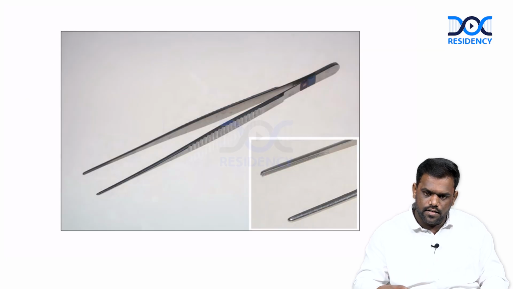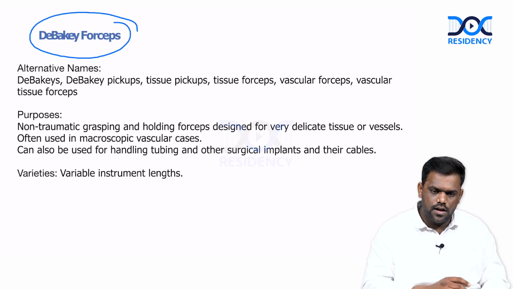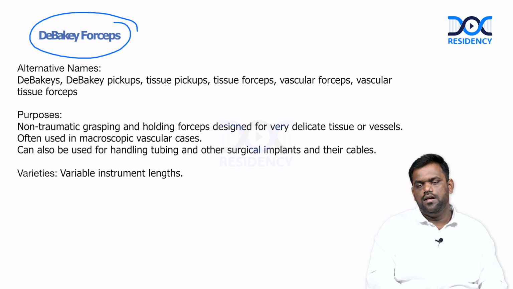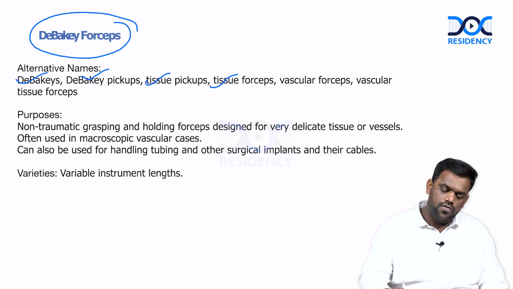Let's identify these forceps. You see the serrations and the length. It is a DeBakey forceps. It's also very important, and it is useful whenever we are dealing with vessels, vascular structures. We use this DeBakey forceps frequently, and it is very useful in vascular surgery. Alternative names are DeBakey pickups, tissue pickups, tissue forceps, vascular tissue forceps.